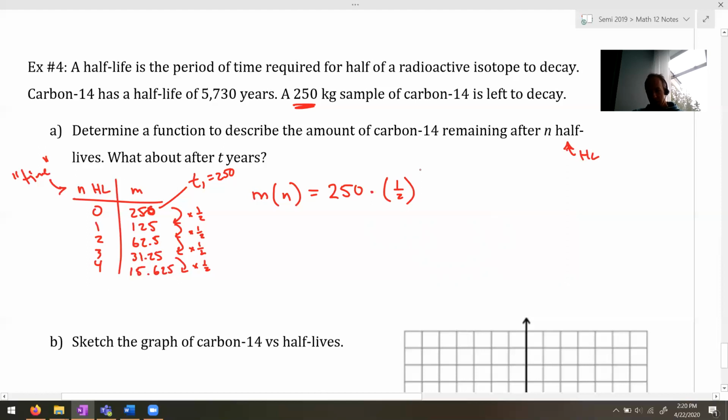So now you just got to think about this. Do I want to make this exponent n, or do I want to make it n minus 1? Because I know when we were doing geometric sequences, this was always n minus 1. So what do I want it to be? If n is 0, then I'll have 250 left. So this is going to be 250 times 1/2 to the power of 0. That would make sense. So I'm going to leave this as n because I don't want this 1/2 to count for when n is equal to 0. Only after the first half-life.